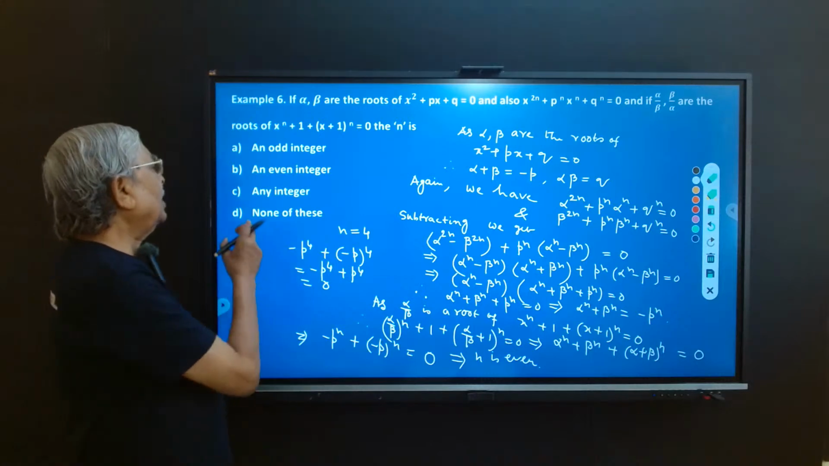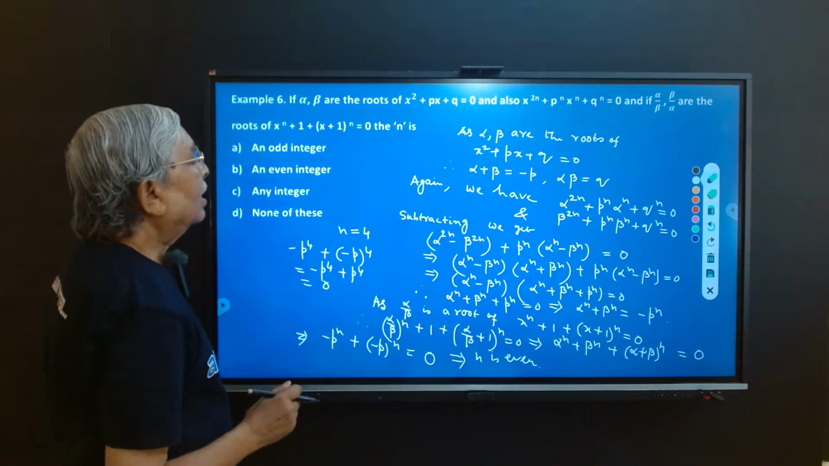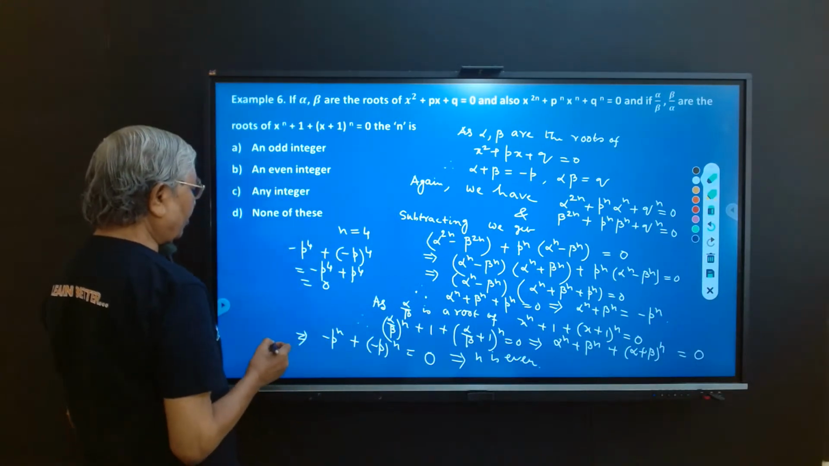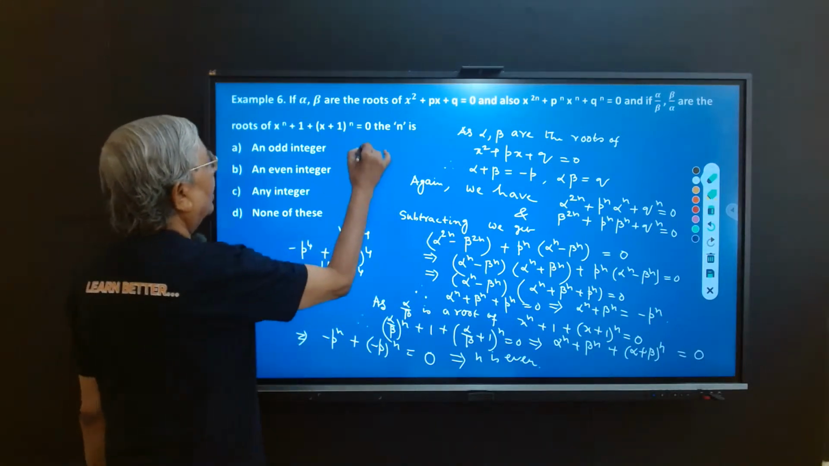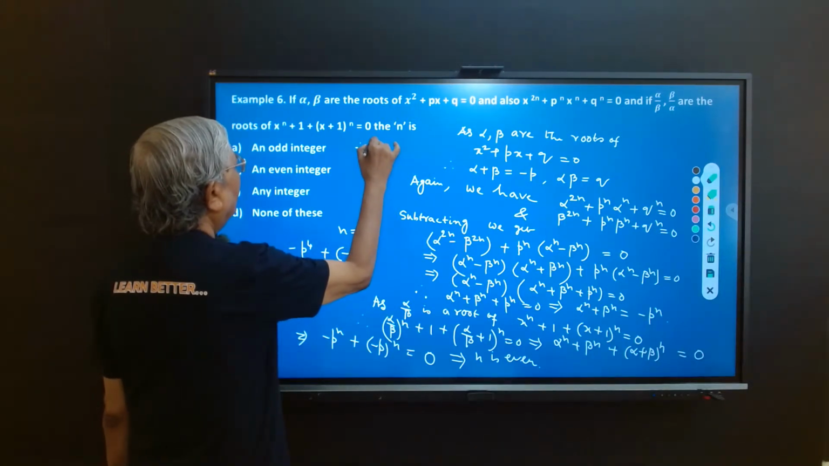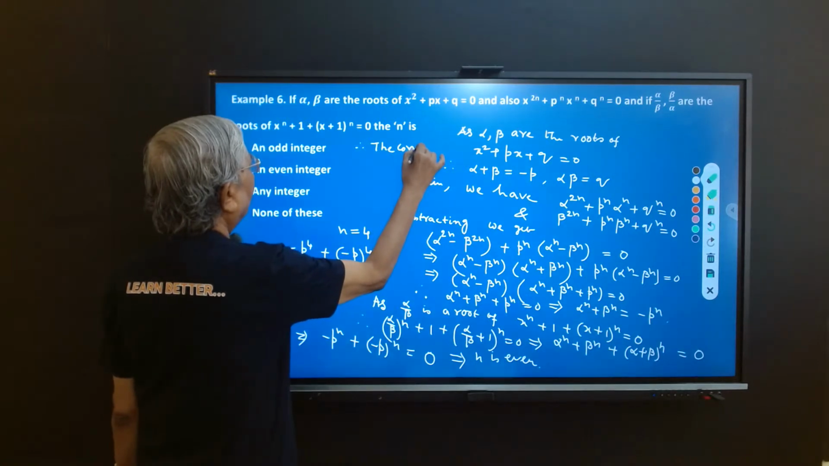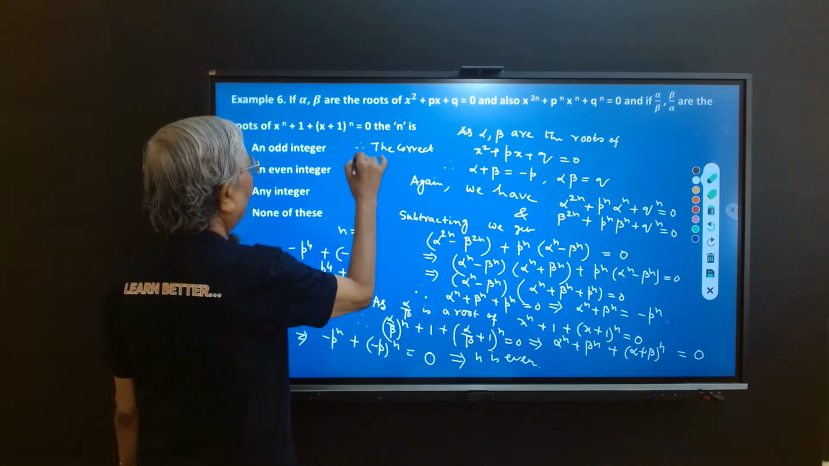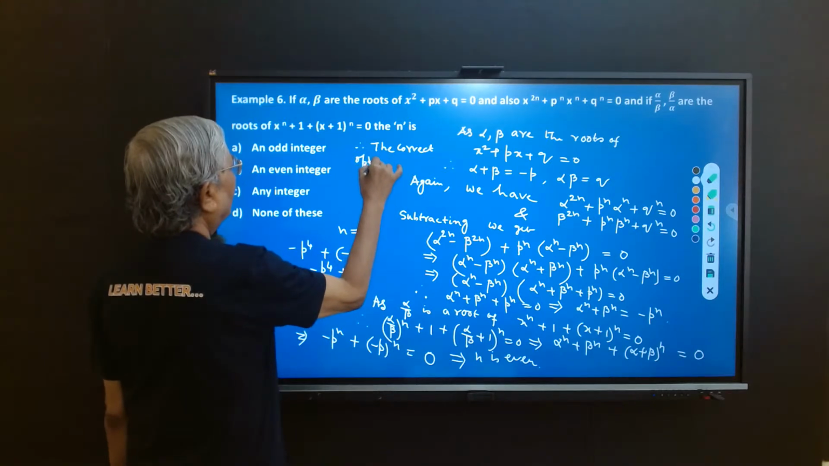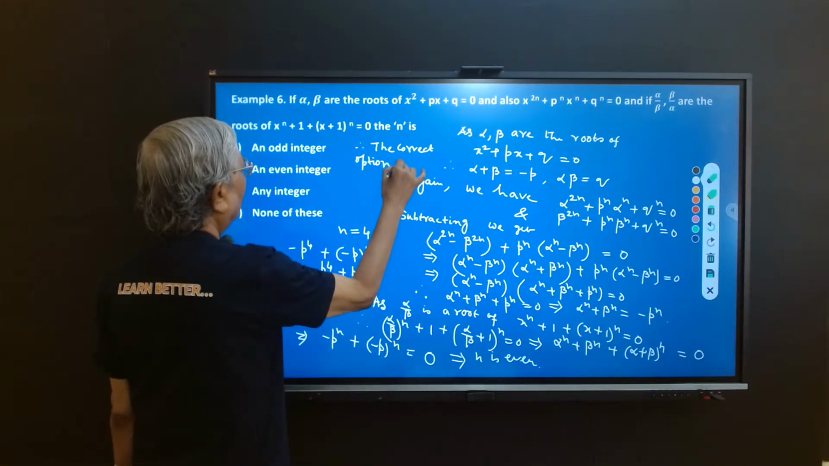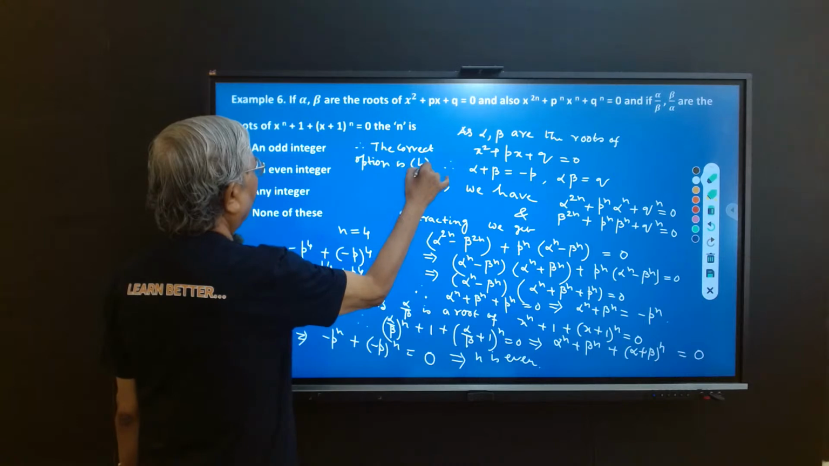So what is the option here? Here B is the option. So the correct option is B.